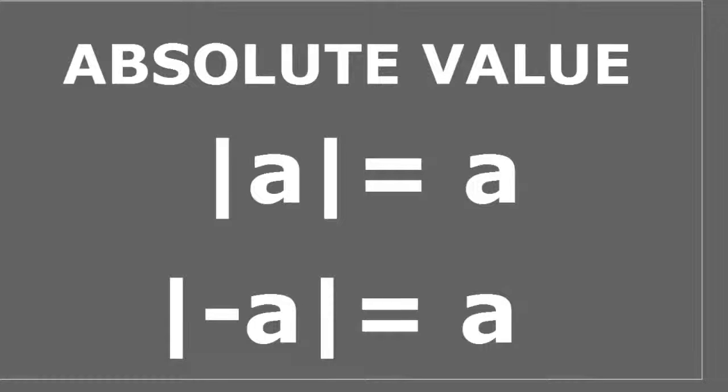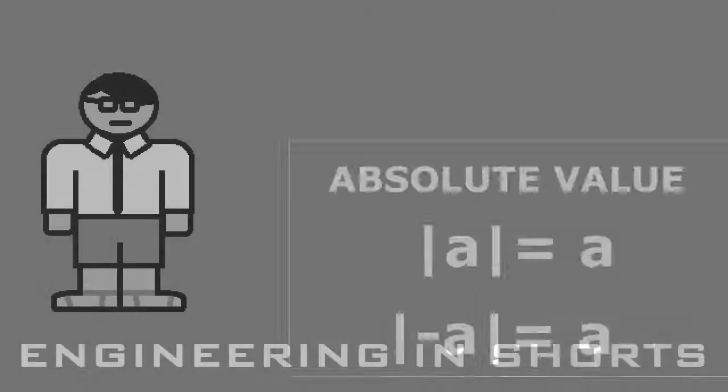Have you ever wondered why the absolute value of any number or any variable is always a positive? For example, here, the absolute value of a is a, and the absolute value of negative a is also a. Let's see why the absolute value works this way.